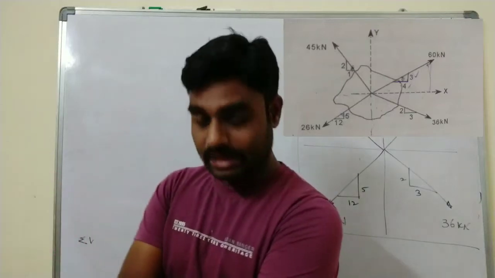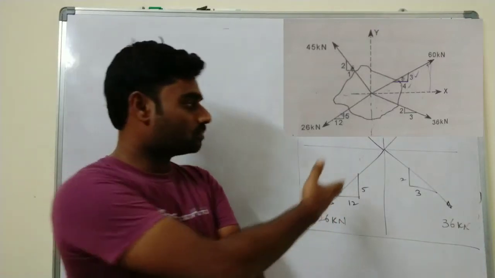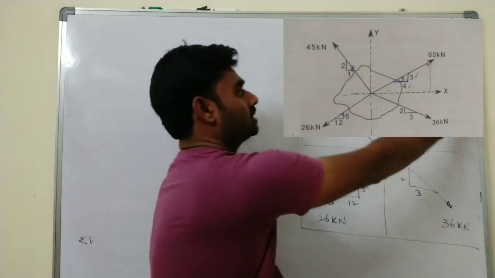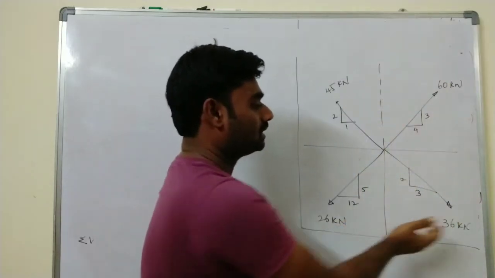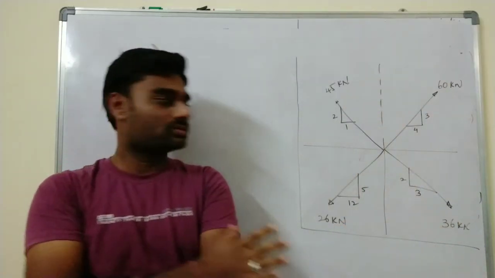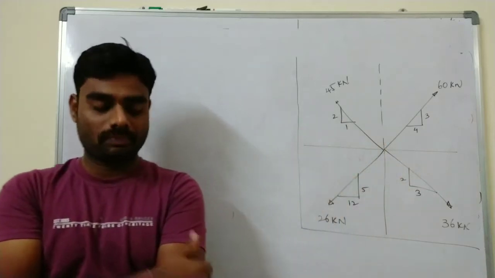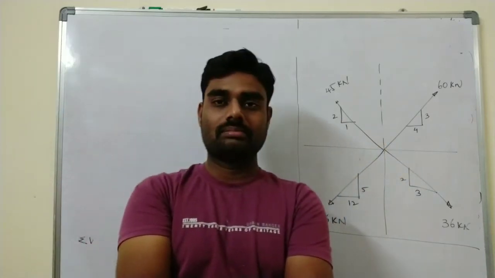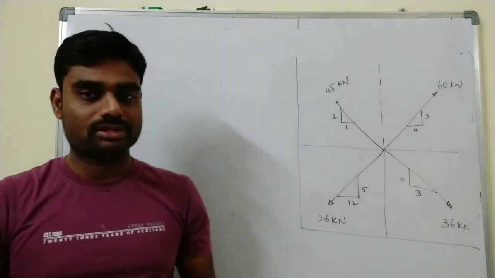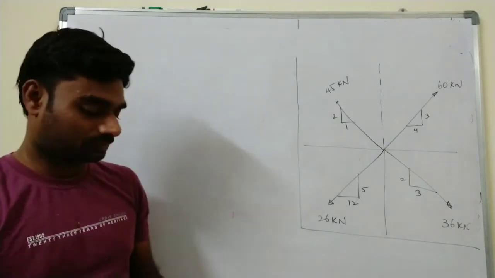Next question: calculate the magnitude and direction of this problem. Okay, so the forces are 60, 45, 26 and 36 kilonewtons. So four forces are acting at a point. Calculate the magnitude and direction. We know that magnitude means capital R and direction is theta.